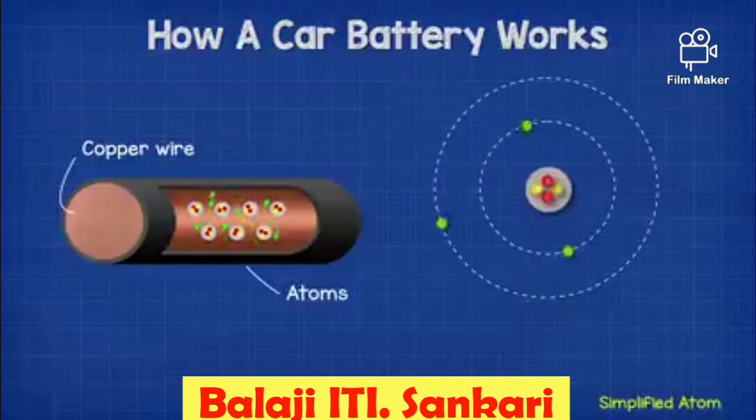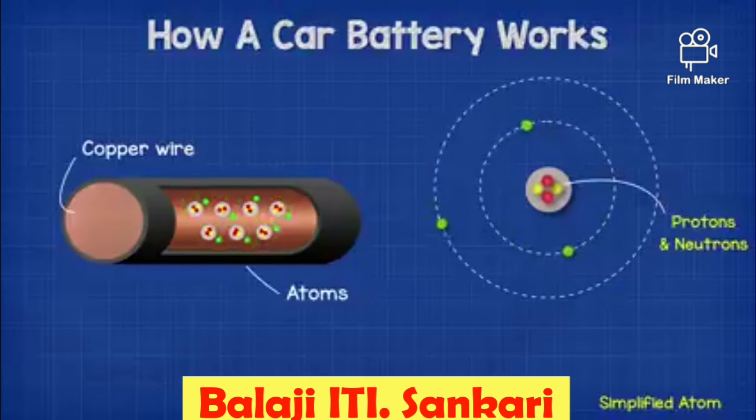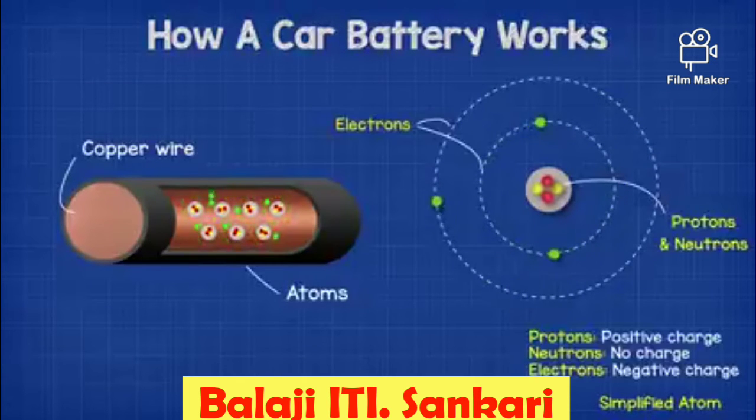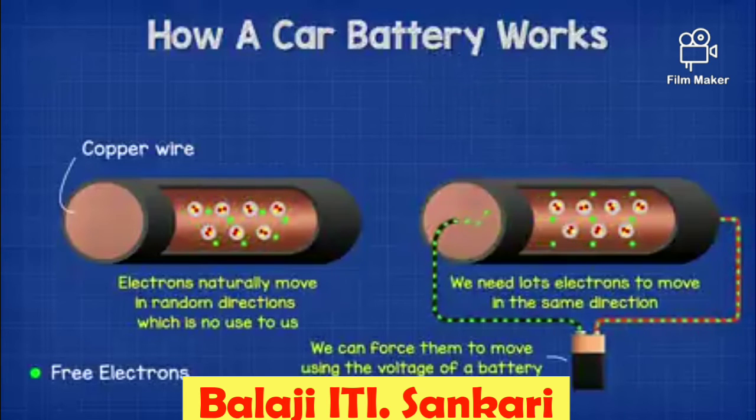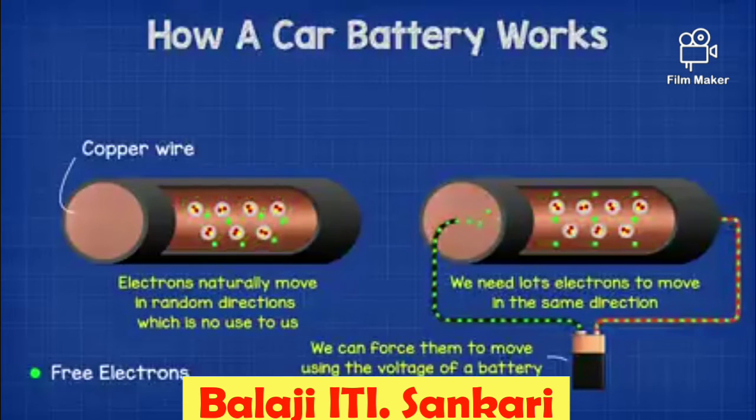Every material is made from atoms. The atoms have different numbers of protons, neutrons, and electrons, which is what makes them a different material. Some materials, like copper, have an electron which is free to move to other atoms. If we connect a power supply, such as a battery, to the copper wire, then the voltage of the battery will push the electrons and they will rush to get to the positive terminal of the battery.